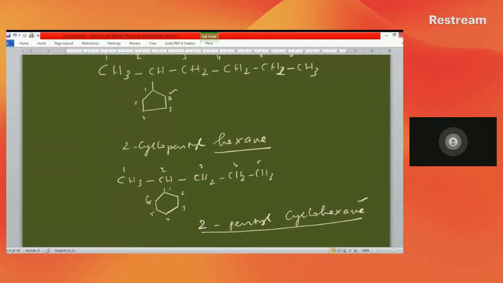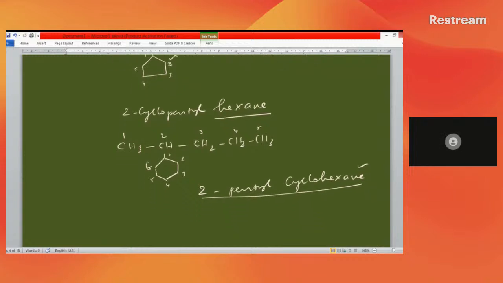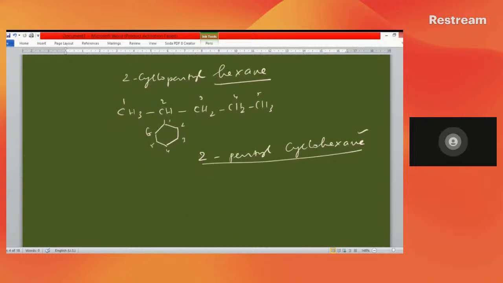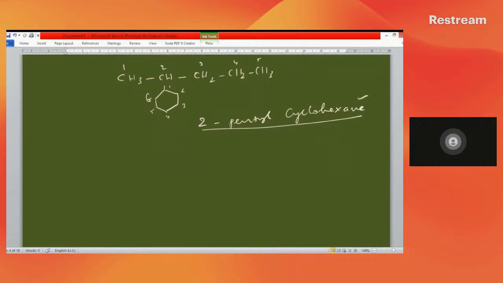I think you have followed. So whenever the ring is having more number of carbons than the alkyl group, the ring is treated as the parent alkane. When the alkyl group is having more number of carbons, then the alkyl is treated as the parent hydrocarbon and the ring is treated as a branch. So that's also an important rule. And apart from that, you can have one other important rule.